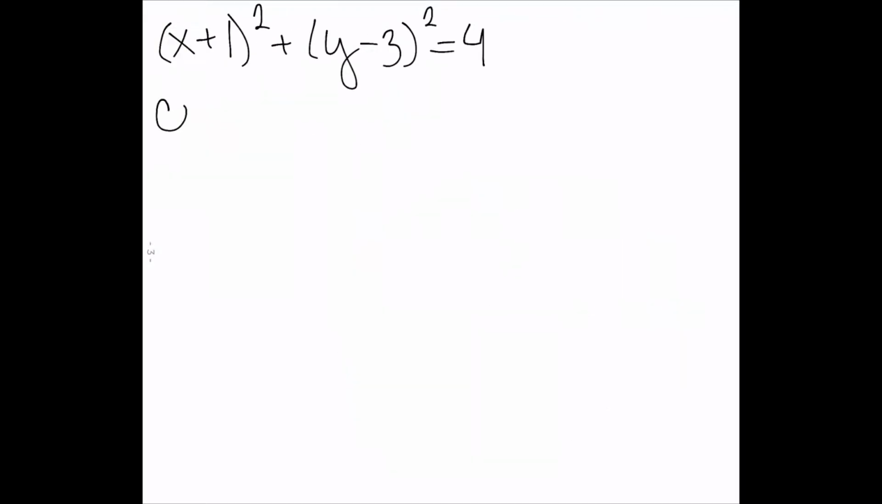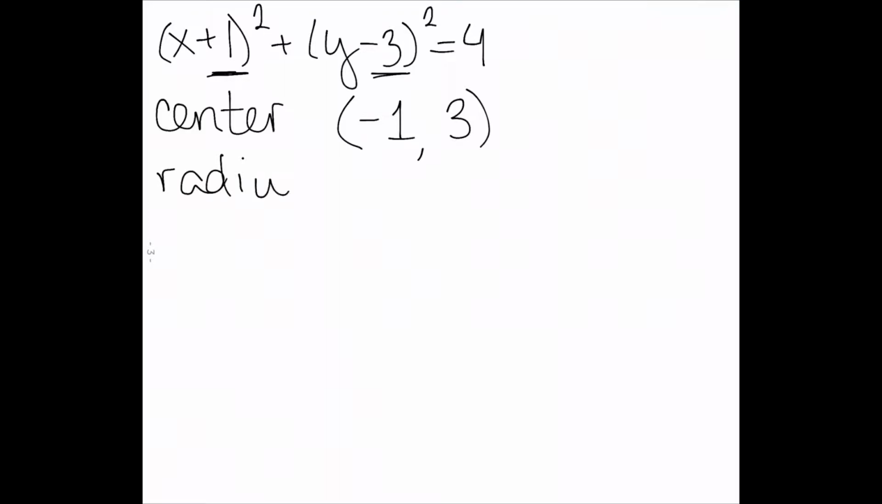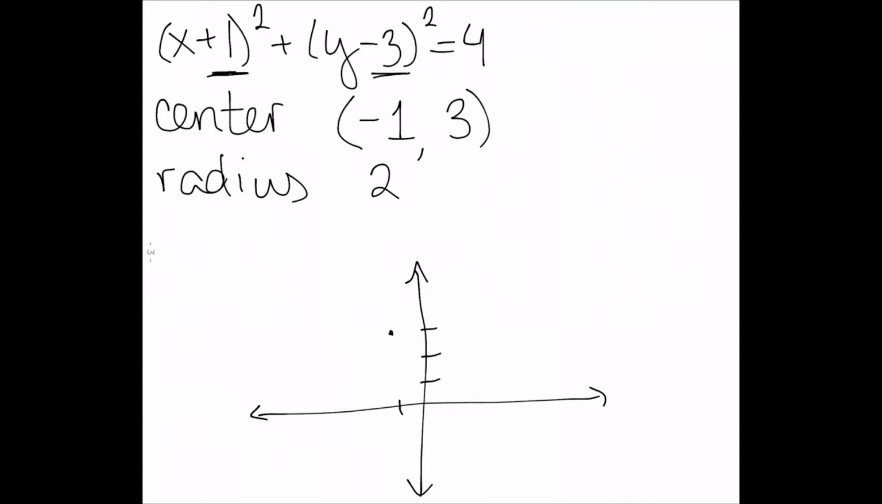Let's consider this one. So the center comes from these numbers that I'm adding and subtracting from x and y, and we always have to change the sign. So it's actually going to be (-1, +3). And my radius will be 2. So if I want to graph this, I know that I need to go over 1, up 3 for my center. I then need to go right 2, left 2, up 2, and down 2, and then I can connect the dots to make my circle.